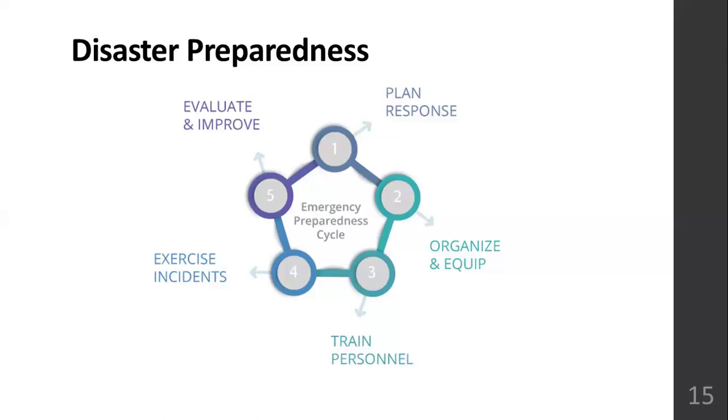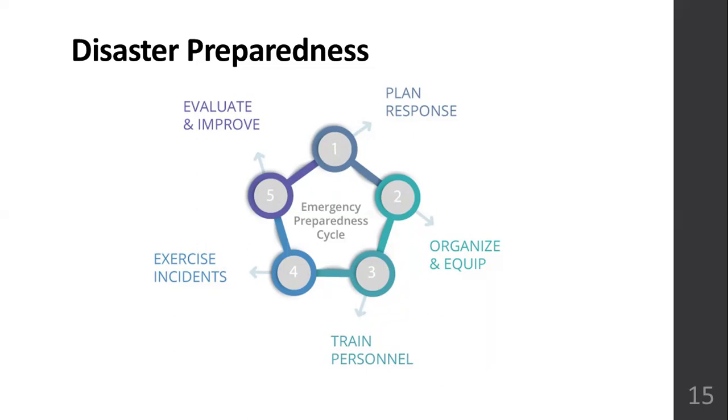Second is organize and equip. For example, if it is disaster preparedness for fire safety and fire hazards, make sure you have enough fire water hoses, sprinklers, smoke detectors, and fire extinguishers. Your hospital physical facility should be well equipped with items that can act as a savior during the disaster.